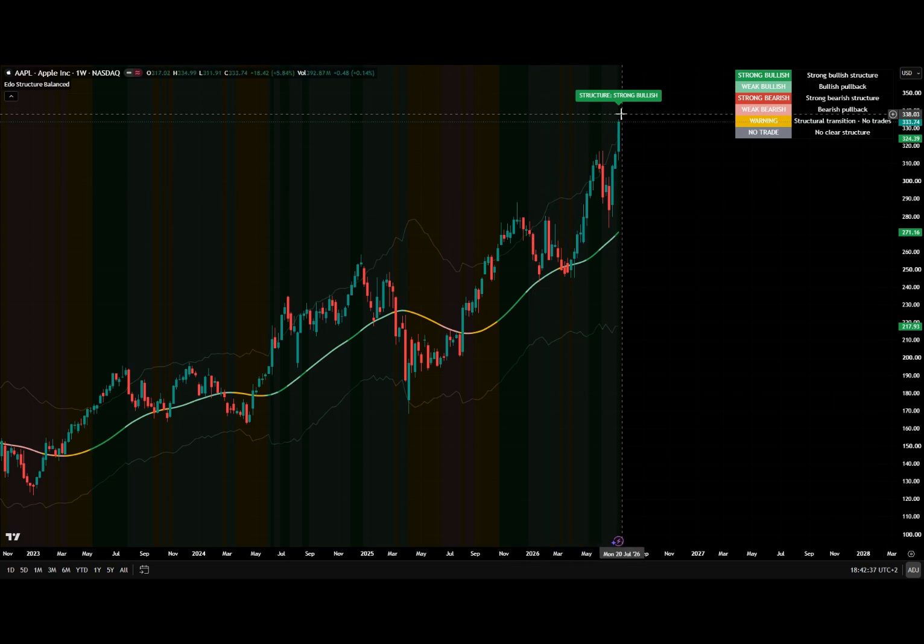We are on Apple, on the weekly, and the indicator marks strong bullish. The structure line rising with a firm slope, and price pushing clearly outside the upper band. It is not only direction, it is intensity. The move is expansive and consistent. This is the highest quality bullish context there is.